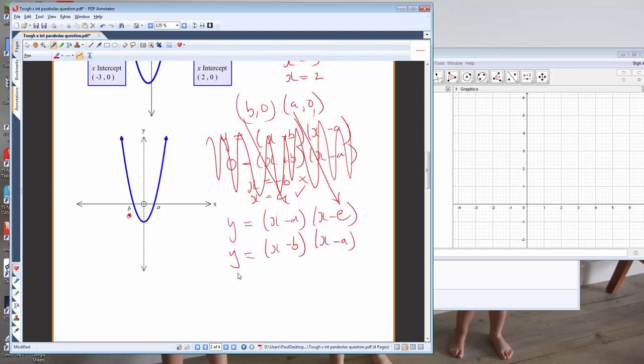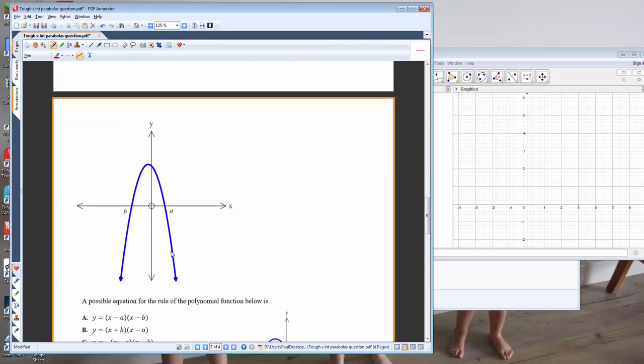Now, does this check out? Well, we know it will, but I want to prove a point. The x-intercept occurs when y is 0, x equals b, x equals a via the null factor law. That checks out. Alright, finally here we've got an inverted parabola.